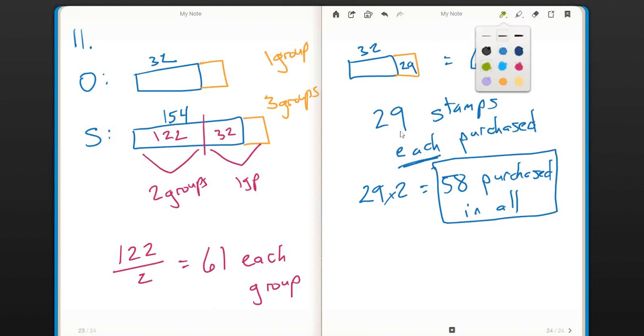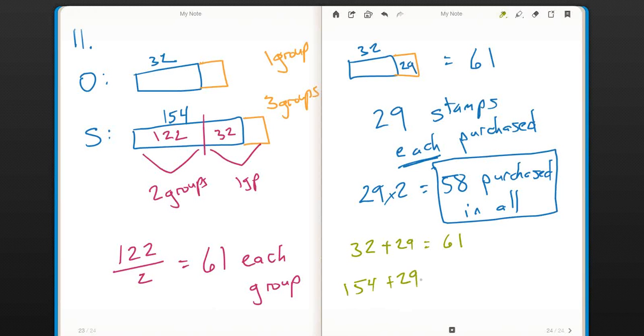Again, please go back and check your work. Make sure that you have the right answer. If Olivia has 32 and she adds 29, then she has 61 stamps. Sally had 154. She purchased the same number, 29, and that gives her 183 stamps. And we're hoping that Olivia's times 3 gives us Sally's, and in fact it does. That tells me that I've done the problems correctly. All right, that is the end of the word problems for whole numbers, part 1.